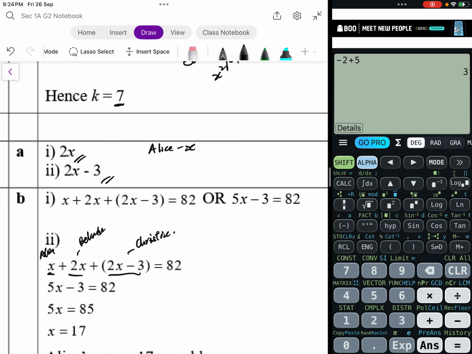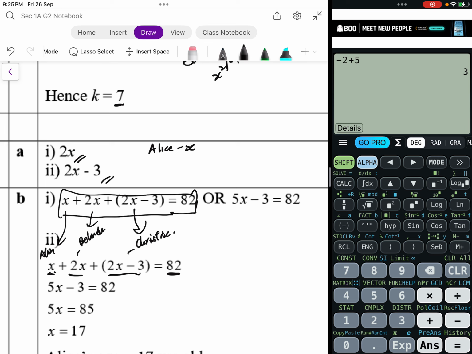So when you add them together, it should equal this value, right? So this is your answer. So this is Alice, Belinda, Christine. Add together, it should equal 82. So this is the answer. Then part B2 asks you to solve.